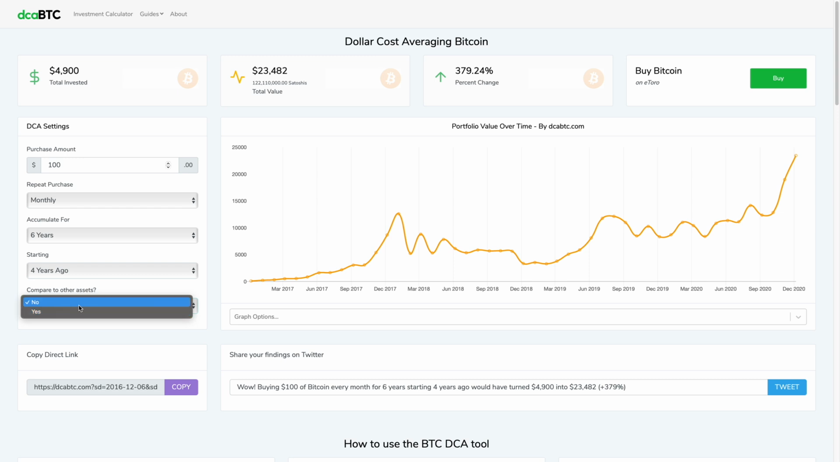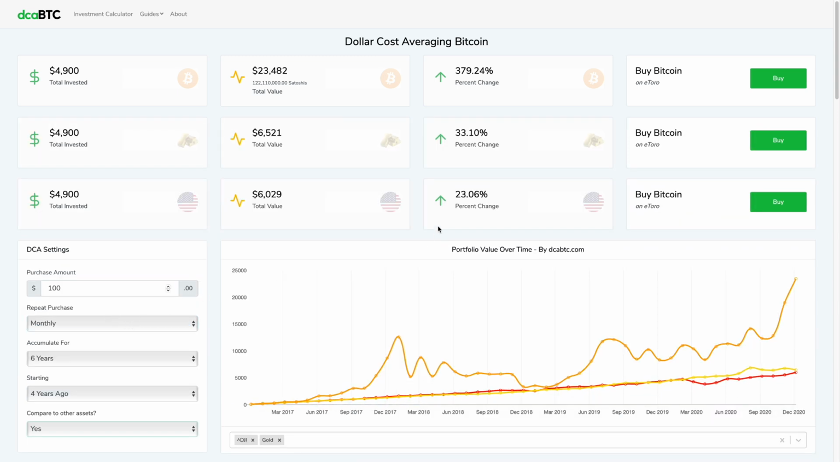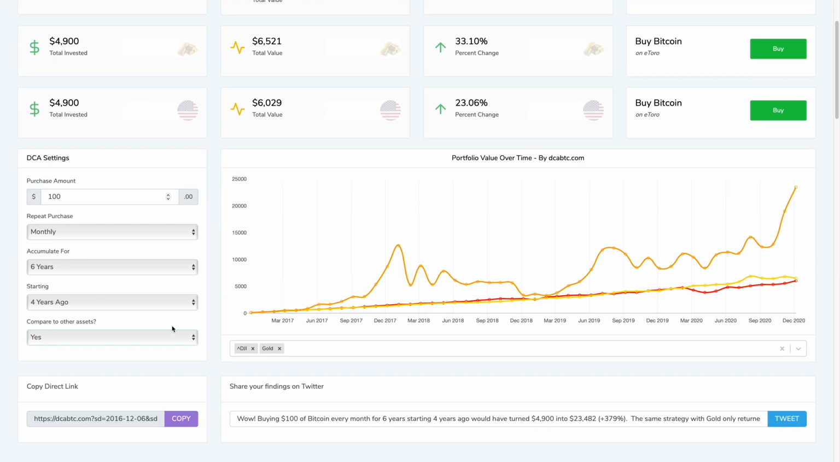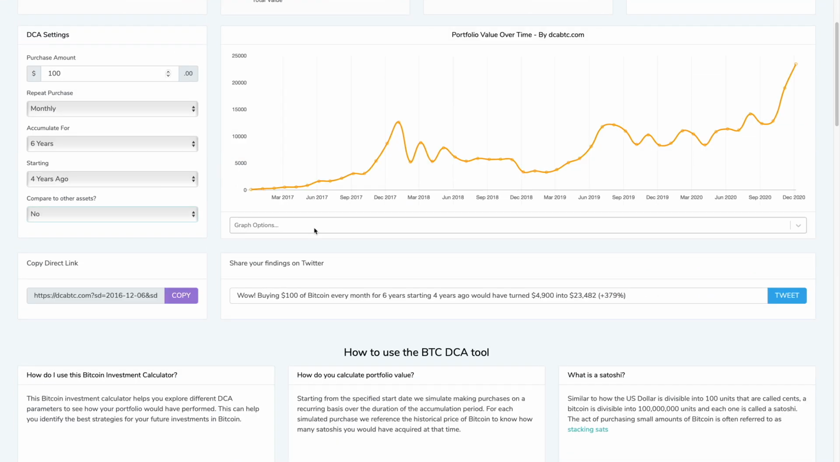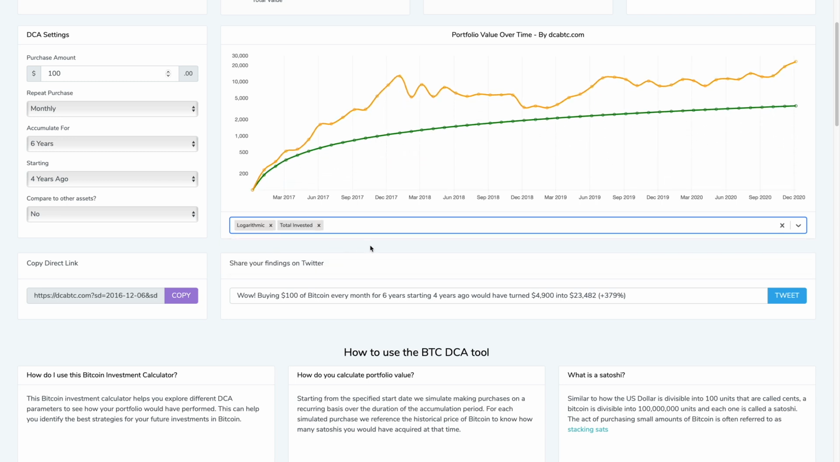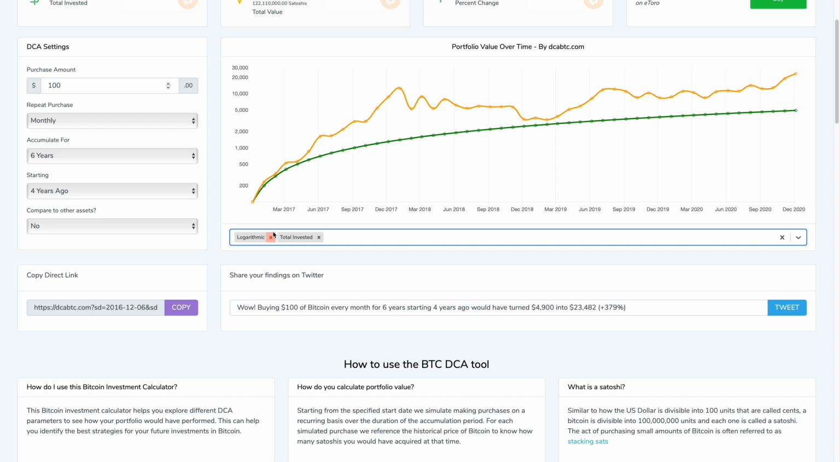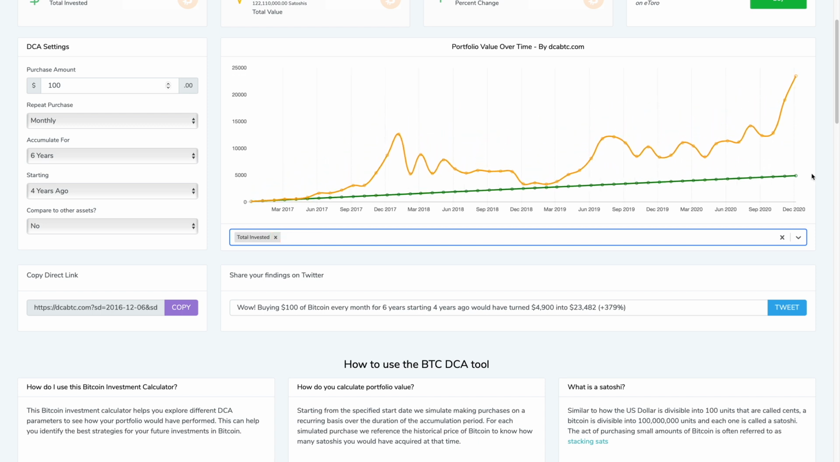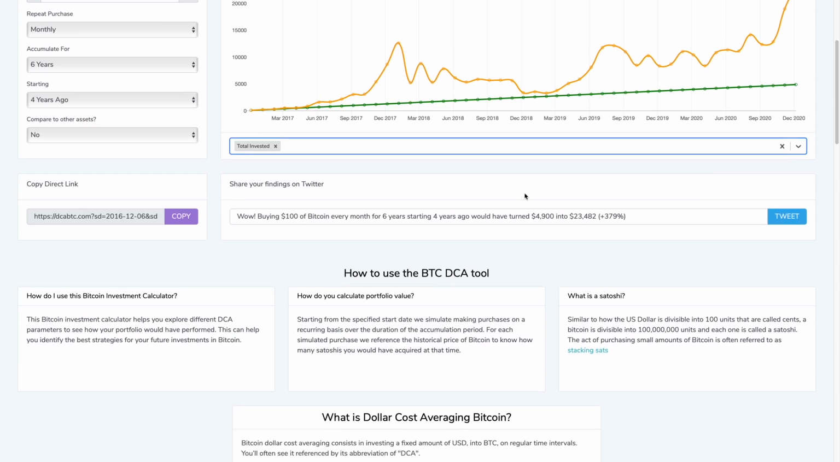You can also compare it to other assets, and if you click yes, it'll bring this drop down menu over here, and it'll show you what it would look like had you put your money in all of these other sort of assets. So if we can go back and click no. Another thing is if you click over here, it'll go to logarithmic, or you can even click on total invested, right? So you can have the option to check them or uncheck them, right? So example like this.